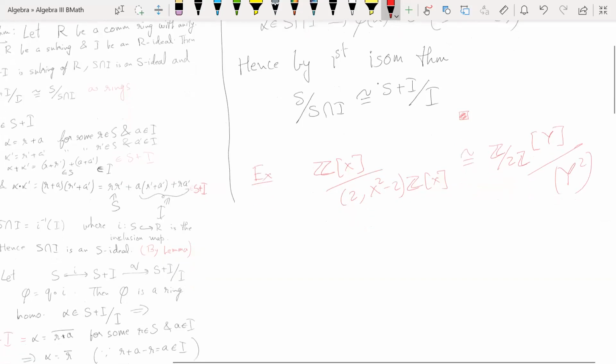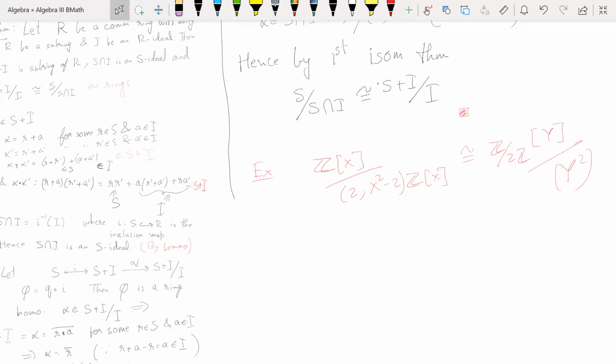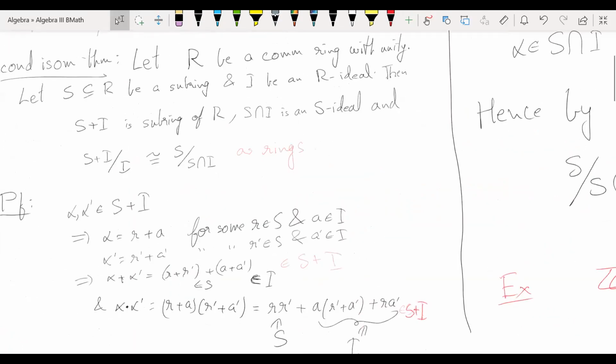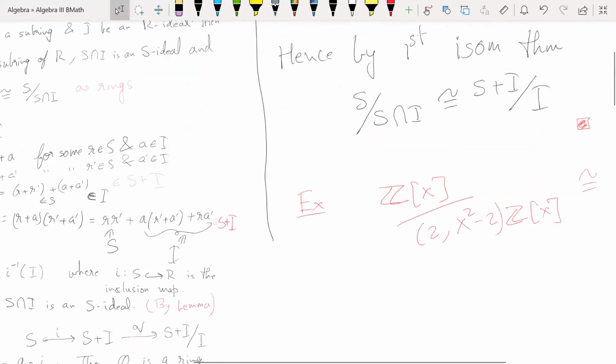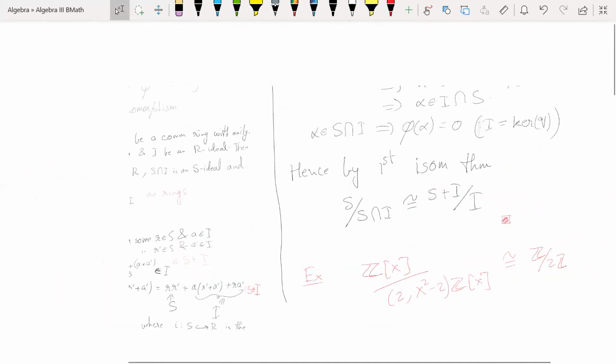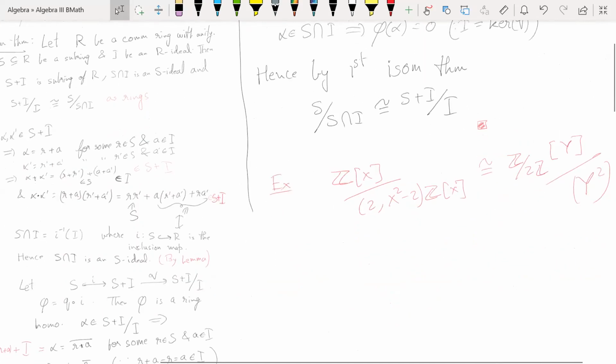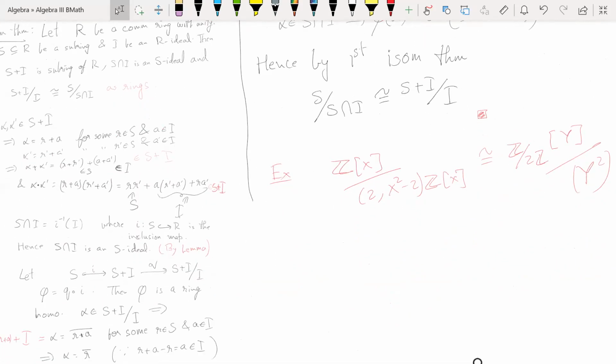So first, this uses the third isomorphism theorem. Maybe you will see the application of the third isomorphism theorem before seeing the third isomorphism theorem, like in the second isomorphism theorem. So you have two ideals here.